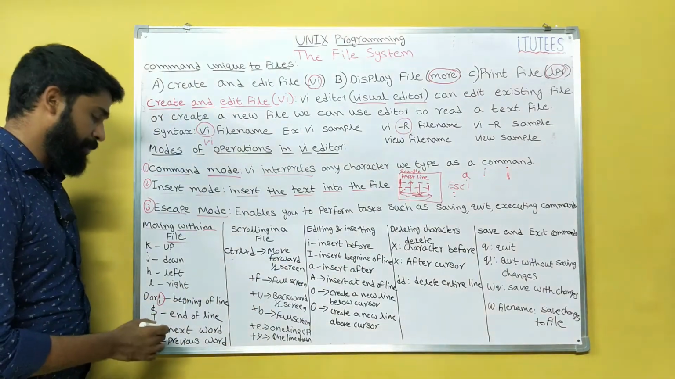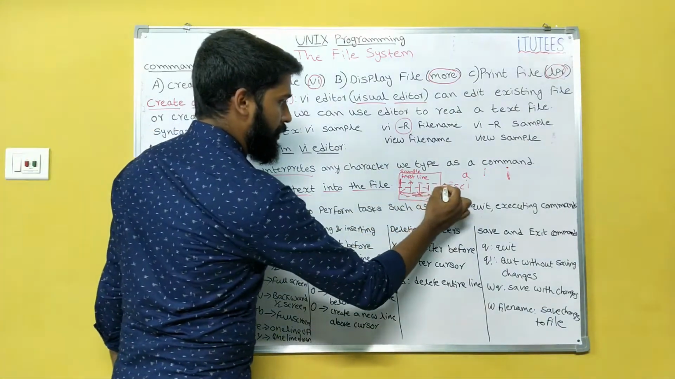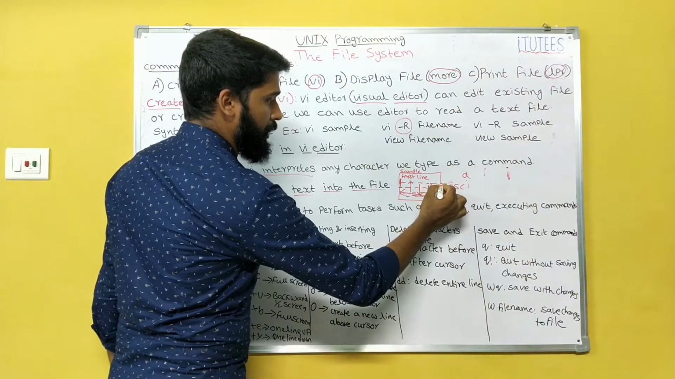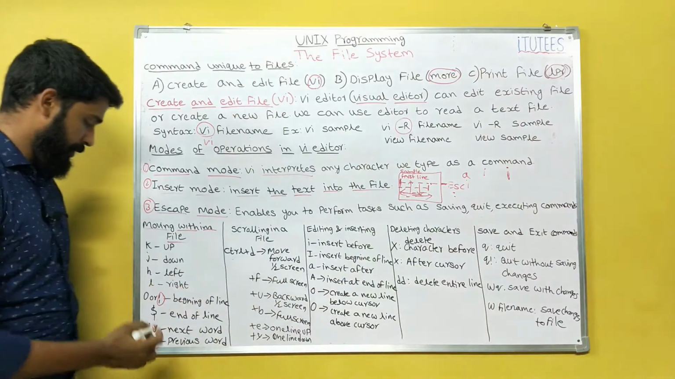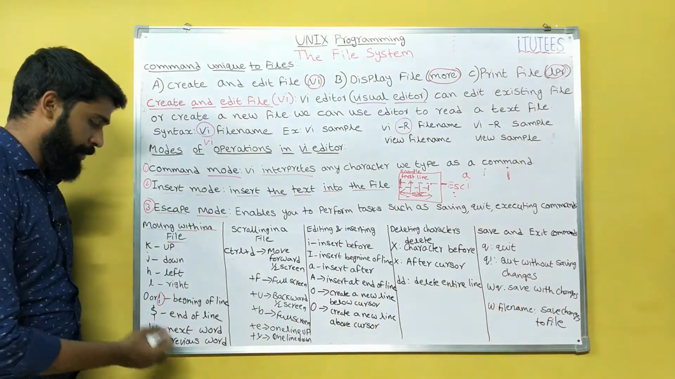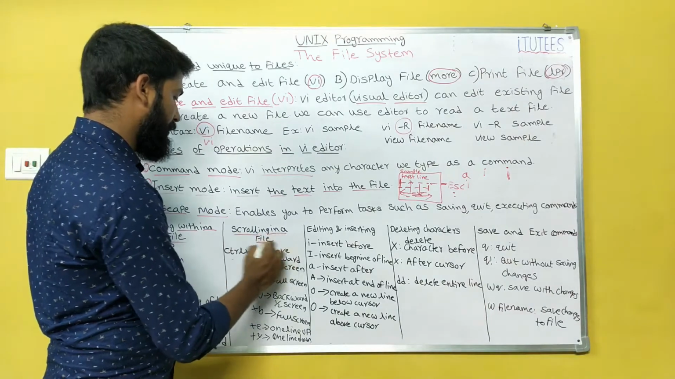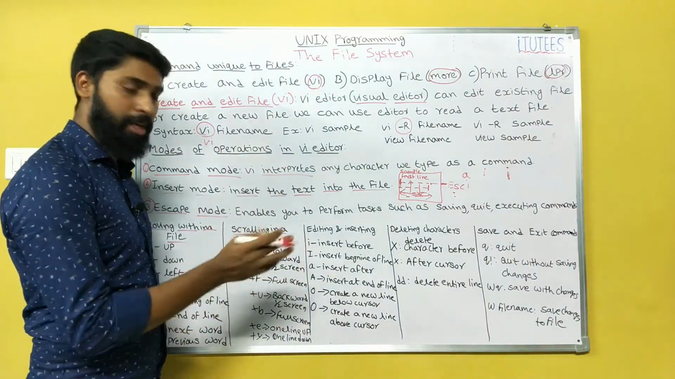Capital W means, this is one word, this is another word. If I press capital W, the cursor goes to the next word. Similarly, capital B means the previous word. Similarly, scrolling in a file. How can we scroll the file?